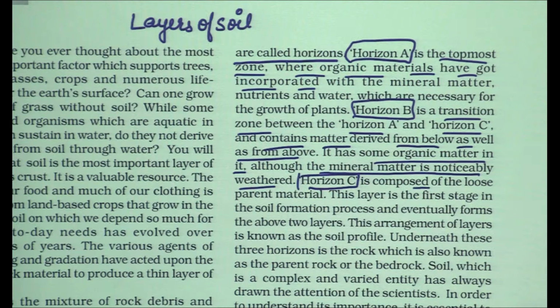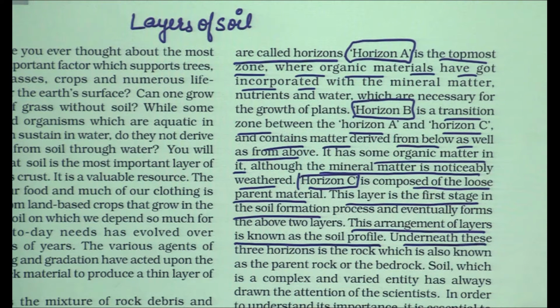Horizon C is composed of loose parent material. This layer is the first stage in the soil formation process. This arrangement of layers is known as soil profile. And underneath these 3 horizons is the rock, which is also known as parent rock or the bedrock.